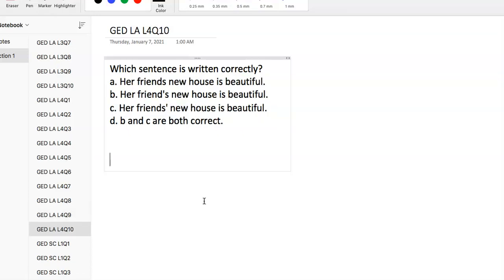And then finally, here we are at question 10. Which sentence is written correctly? We have her friend's new house is beautiful, and again, some more apostrophe options. Friend is a singular noun, so we add an apostrophe and an S to make it possessive. So which answer has that? An apostrophe and then an S. We see that right there in answer choice B.